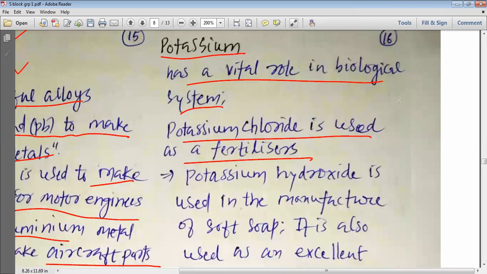We know that NPK, if you are a farmer, then these three things are needed in our fertilizer: nitrogen, potassium, and phosphorus.